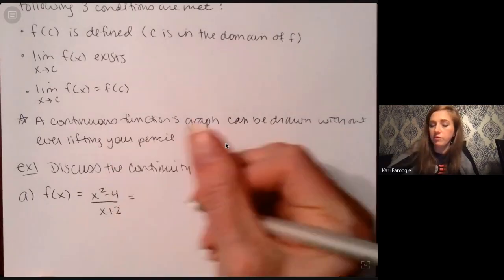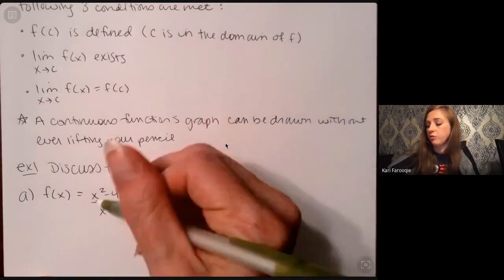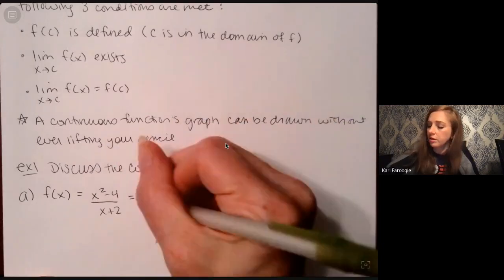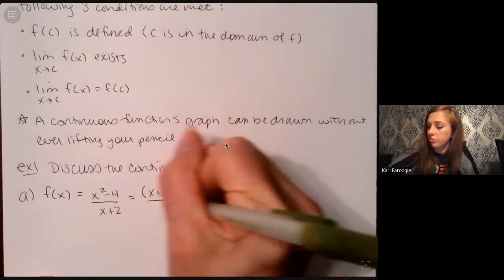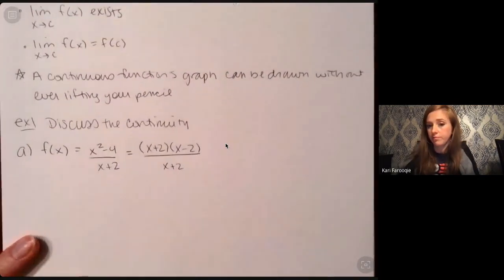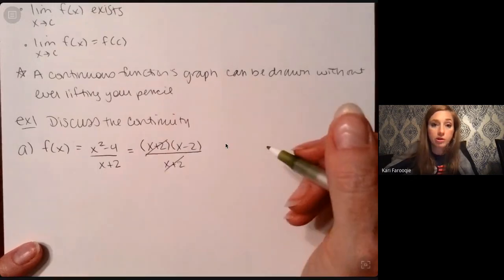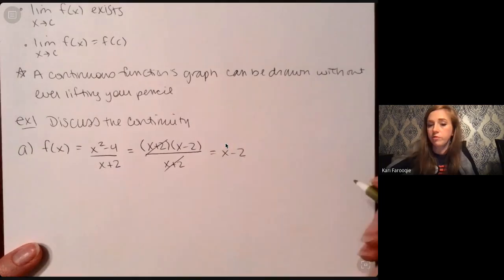So if you have a situation like this with your function, you're being asked to discuss the continuity, if you can simplify it and cancel something out, you should try to do so. So let's go ahead and rewrite the numerator as x plus 2 times x minus 2. And when you do that, you can see that you end up with these common factors of x plus 2 in the numerator and the denominator. When you cancel those out, you end up getting this equivalent function, x minus 2.